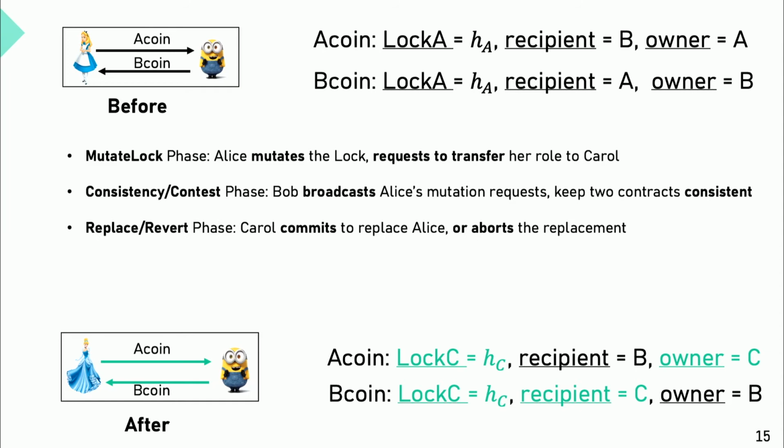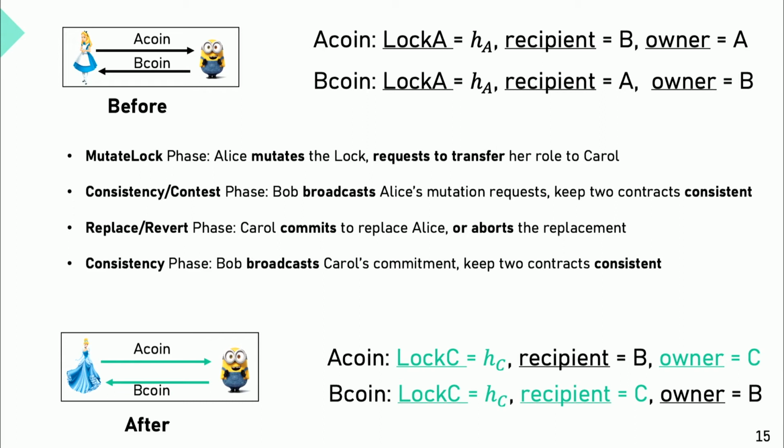In the replace or revert phase, Carol commits to replace Alice or she aborts. Because Carol may only commit in one contract, there is another consistency phase for Bob to broadcast Carol's commitment to both contracts to keep them consistent. Now let's take a closer look at what is happening in each phase.